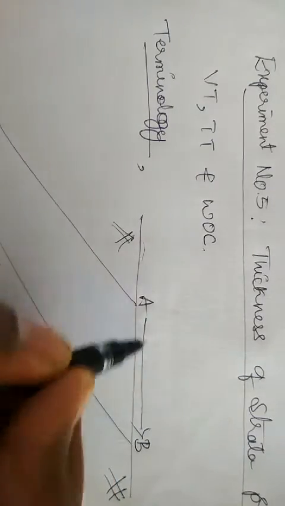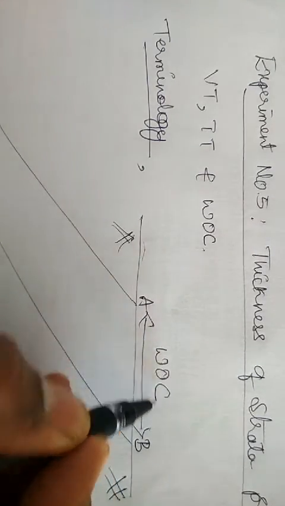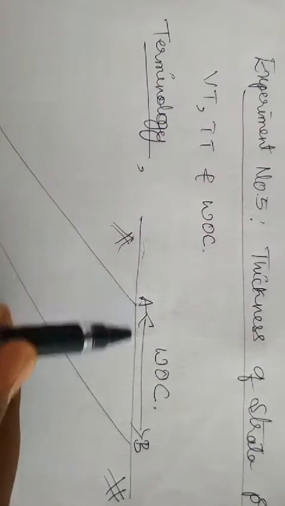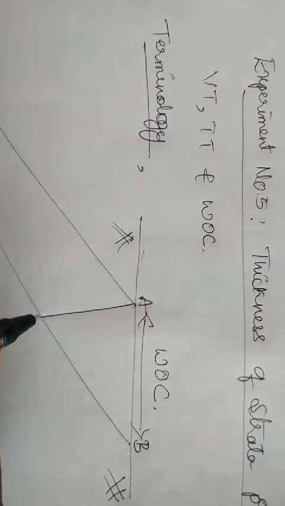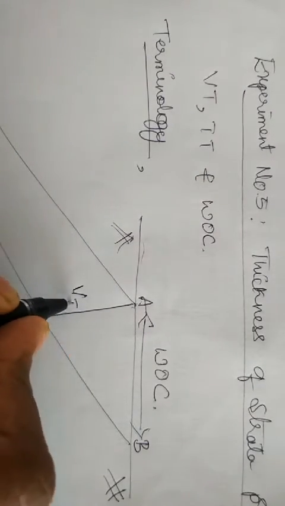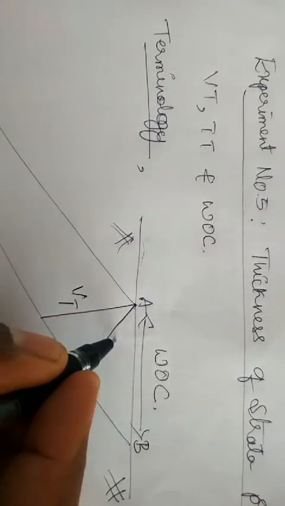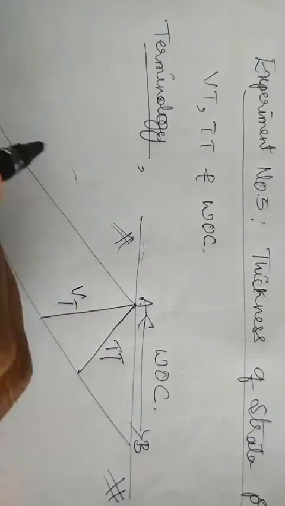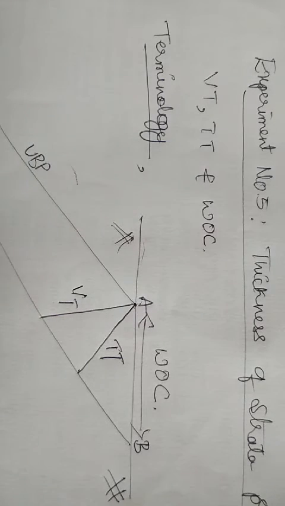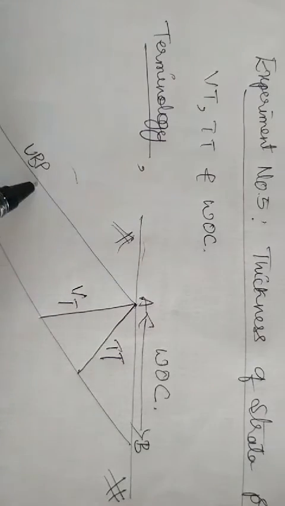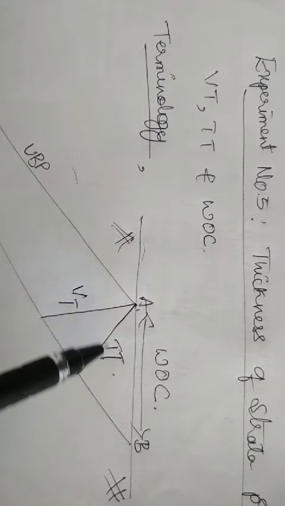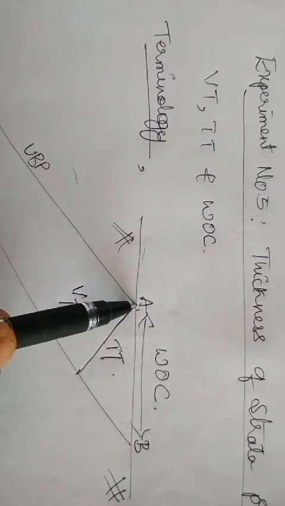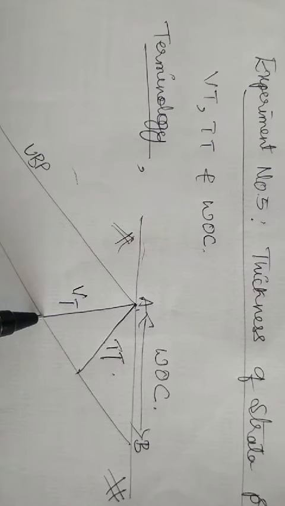The distance between A and B itself is called the width of outcrop. That is the distance from A to B. Next, this is called the vertical thickness and this will be the true thickness. So this is the upper bedding plane, this is the lower bedding plane. The perpendicular which we draw from the upper bedding plane towards the lower bedding plane is called the true thickness, and the perpendicular which we draw with respect to point A is called the vertical thickness.